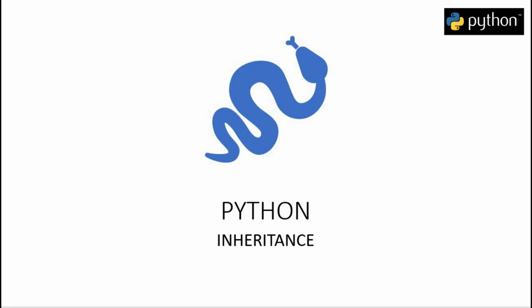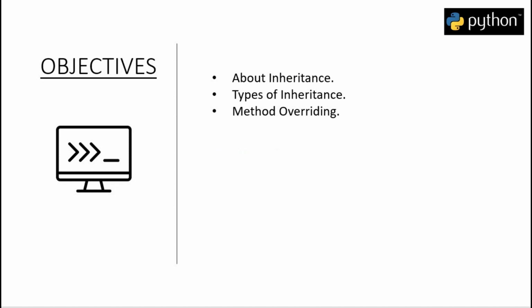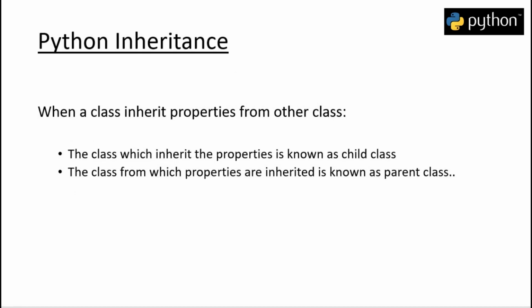So let's look at the objectives of our session. We will start by understanding the concept of Python inheritance. Afterward, we will see the different types of inheritance in Python, and in the end we will see the method overriding. Now what do we mean by inheritance in Python?